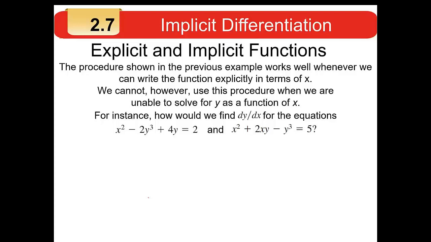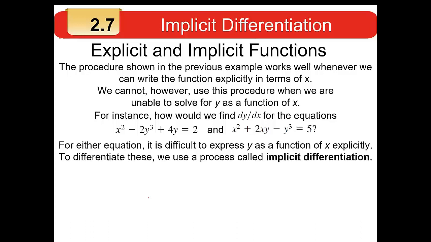For example, if I gave you something like x squared minus 2y cubed plus 4y equals 2, or x squared plus 2xy minus y cubed equals 5, how would you go about solving those for y? And even if you could, don't you think it would probably be an absolute mess? This is the type of problem that you want to apply what we'll learn in this lesson to solve. But solving for dy over dx in either of those two cases is an example of what we're going to call implicit differentiation.